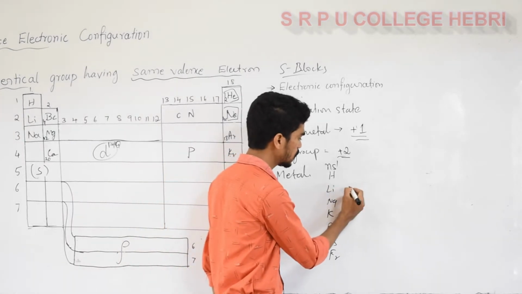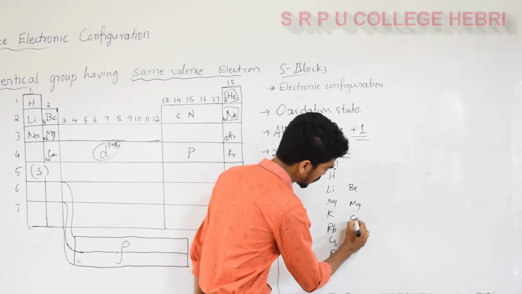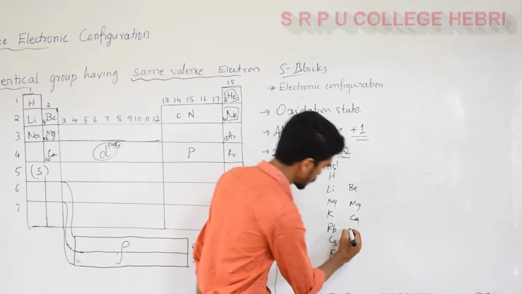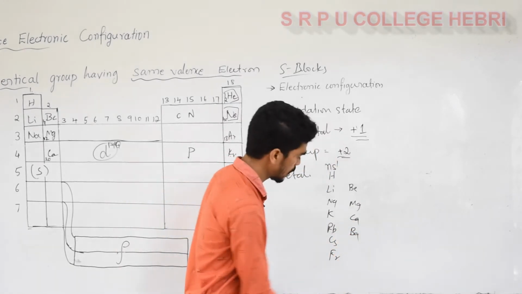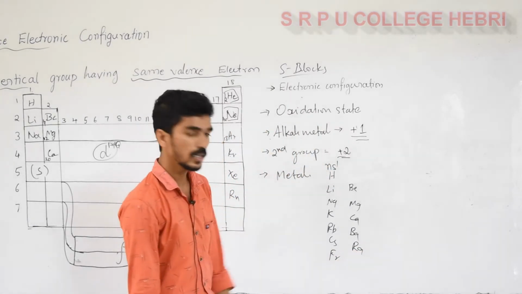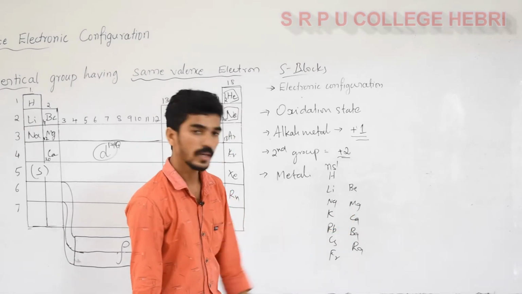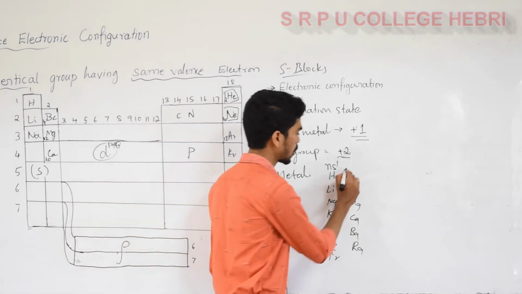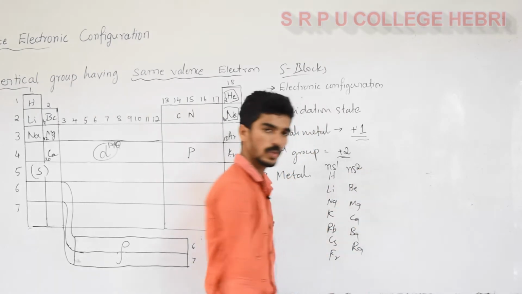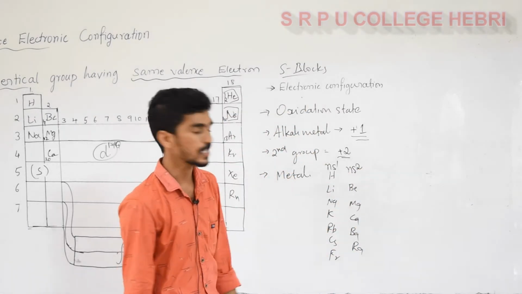Next, beryllium, magnesium, calcium, barium and radium. These all come in the second group, which ends with ns2. So I hope you understood what the S block elements are and why they come in the S block.